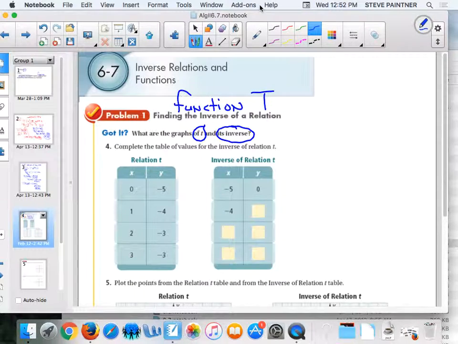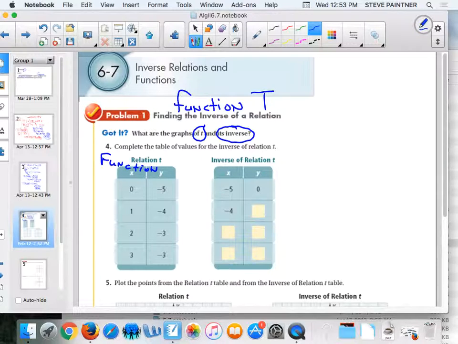What are the graphs of function t and its inverse? Well, it says complete the table of values for the inverse relation, inverse function. (0, -5) is a point on your function. But when I talk about the inverse of your function, look what happens. (0, -5) does what over here? 5 to -5 to 0. So what happened? Added 5. Well, you subtracted 5 the first time and you added 5 the second time.